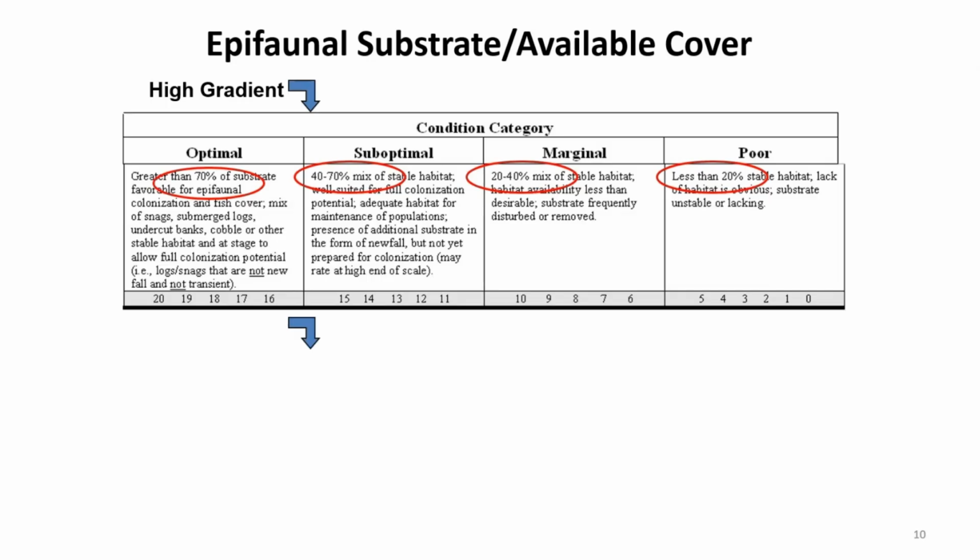Okay, I'm not going to go into detail on the low gradient, but for suboptimal, that mix of stable habitats would only be 40 to 70%. Marginal would be 20 to 40%, and poor would be less than 20%. Unstable habitat would be things like mud or silt.